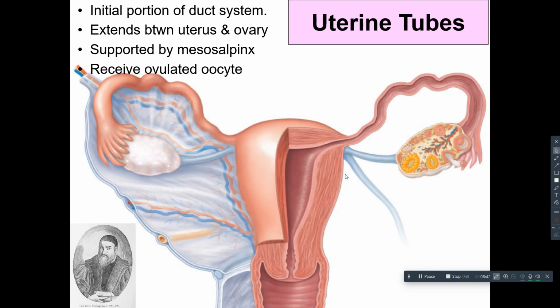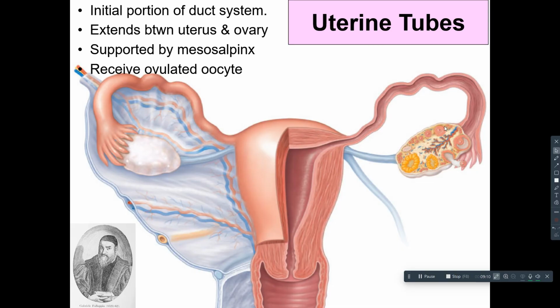Speaking of fallopian tubes, there's Gabriella Fallopio. He's the namesake. They're often called uterine tubes. The fallopian tube is open and adjacent to the ovary, but not physically connected to it. Here we see a Graafian follicle undergoing ovulation, and this ovulated oocyte is going to get swept into the fallopian tube, where maybe, just maybe, it might meet a sperm cell.